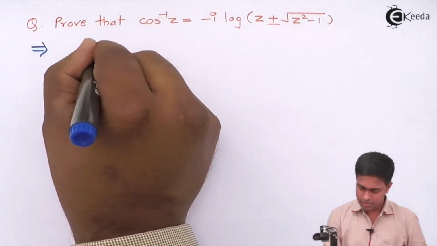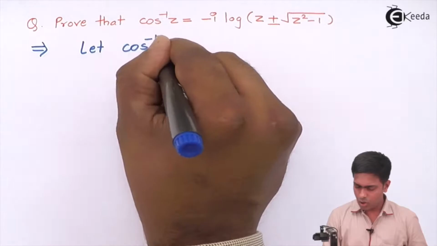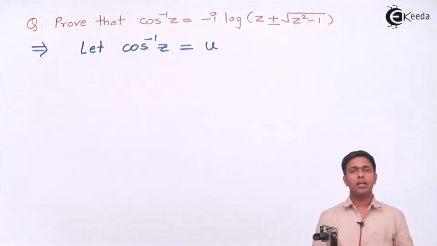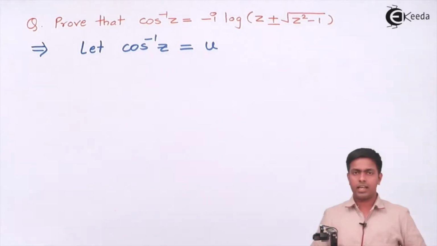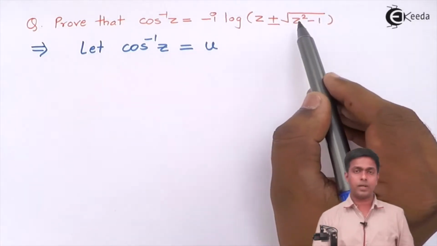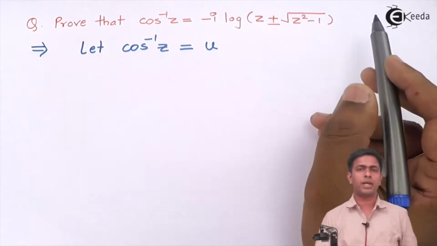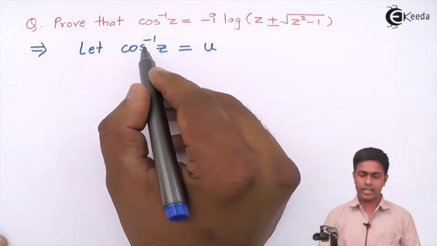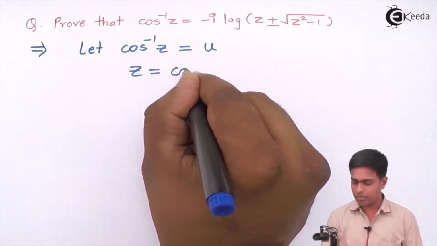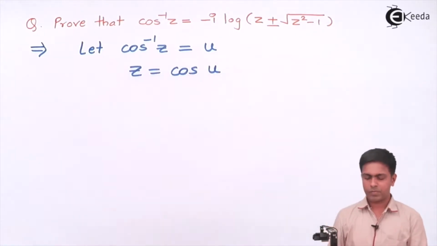Let this cos inverse of z equal to u. Now guys, I'll solve this and I'll prove that the value of u is equal to negative i log of z plus or minus root of z square minus 1. So for that, let's take this cos inverse to the right hand side. So z will become cos of u.